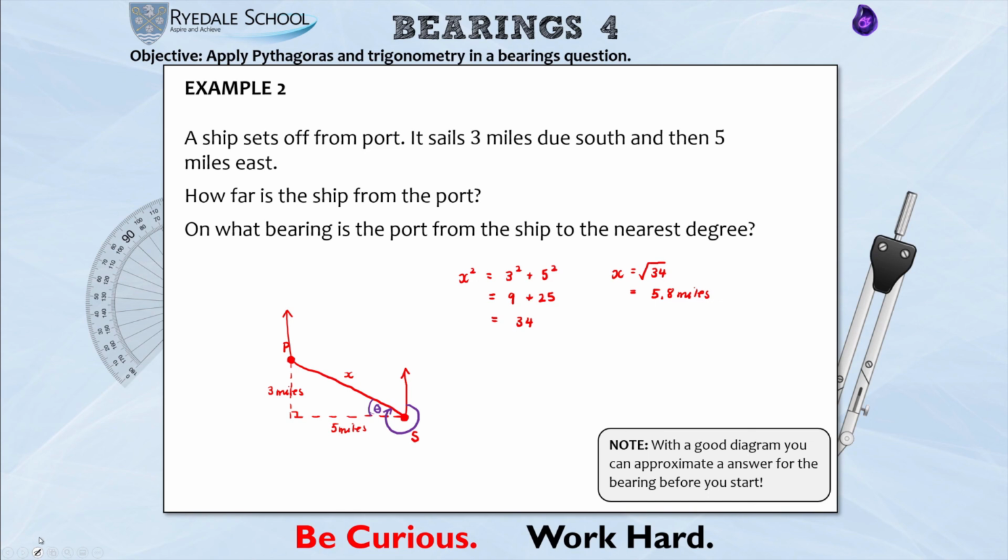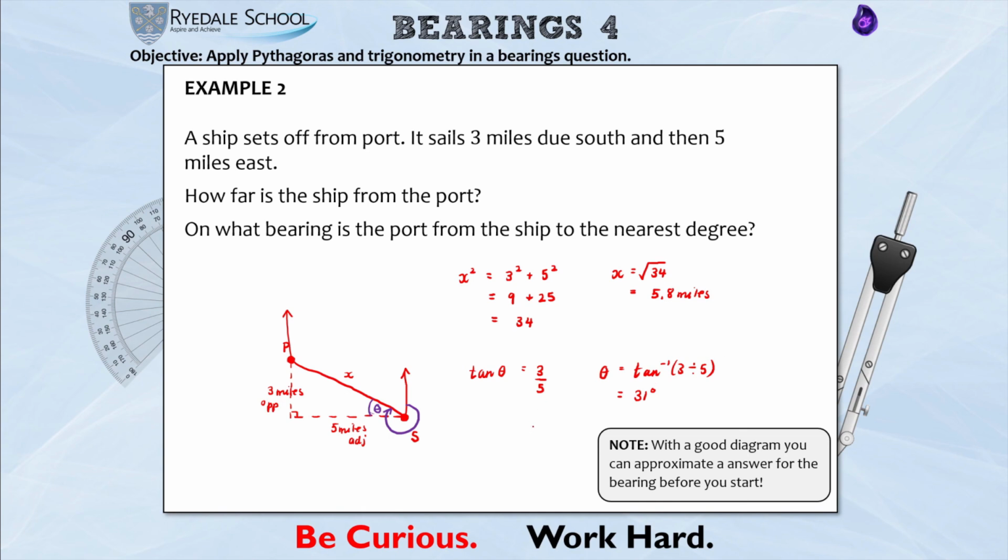So let's try working out angle theta. So tan theta is opposite, which is 3, divided by adjacent, which is 5. So theta is tan to the minus 1 of 3/5. Do that on my calculator. Again, if you'd like to check, we get an answer of 31 degrees.